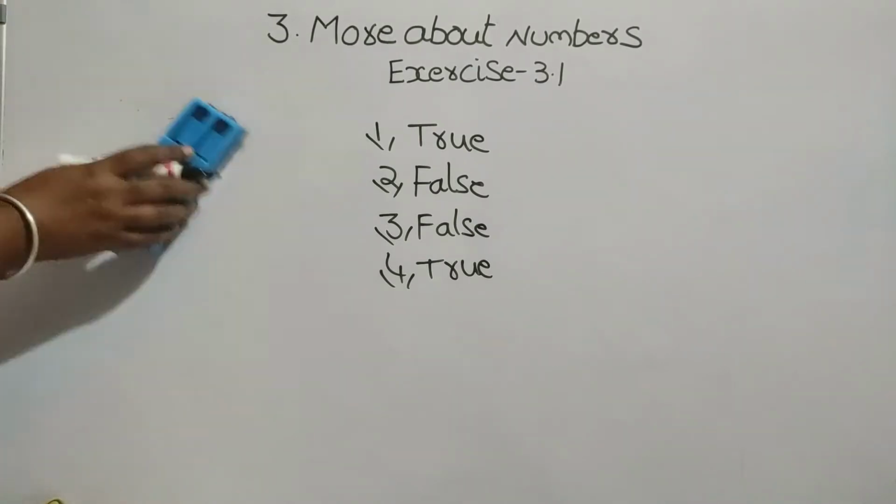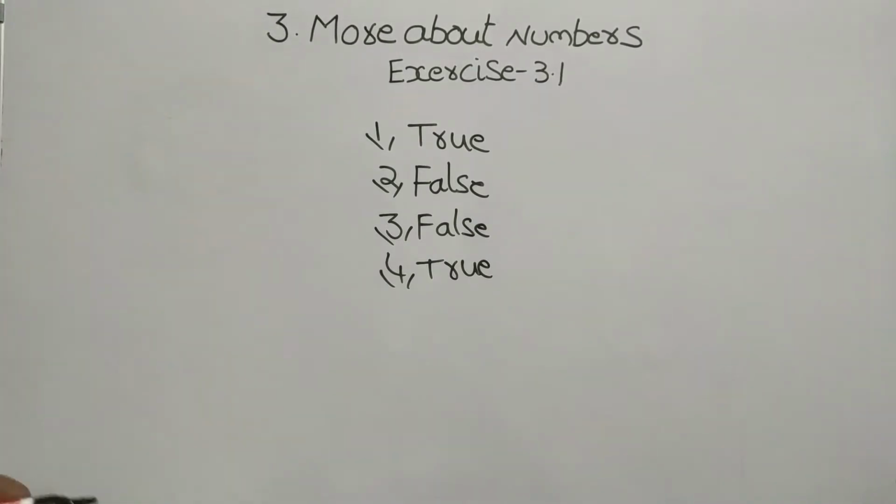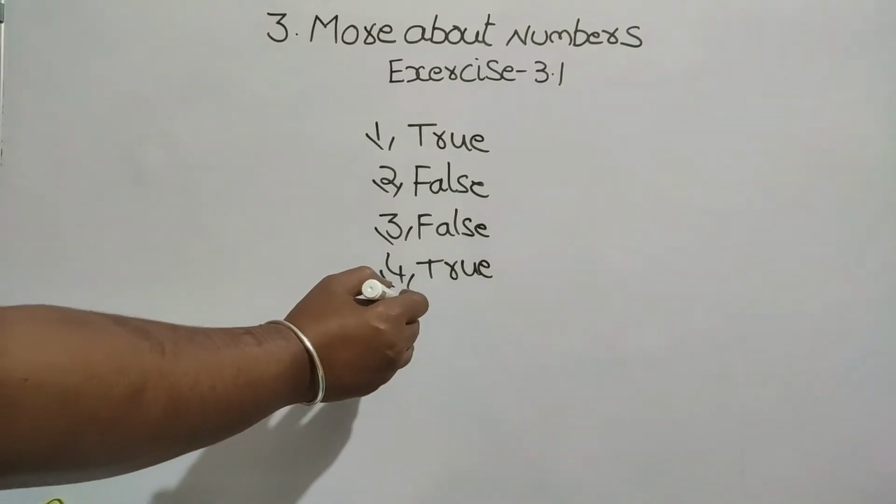In the next question, twin primes are pairs of prime numbers that do not have any composite number between them. There is always a possibility of having a composite number between the prime numbers. So, this statement is false.